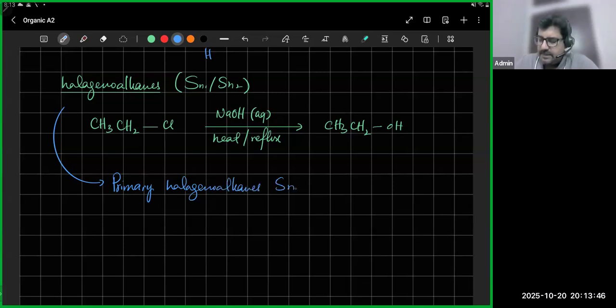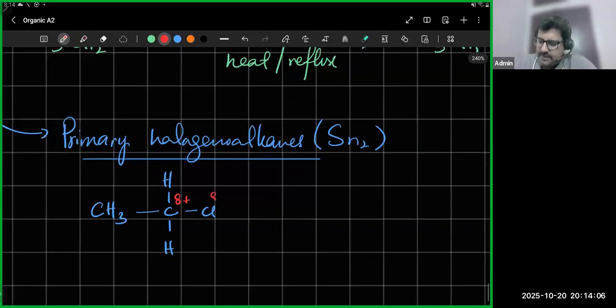What is their mechanism? That's SN2. And what was SN2? If you have a primary halogenoalkane where the alpha carbon, the one that's bonded to Cl, is only attached to one carbon chain, it's got a very strong positive charge. Here the Cl is partial negative, so it's a very, very polar bond.